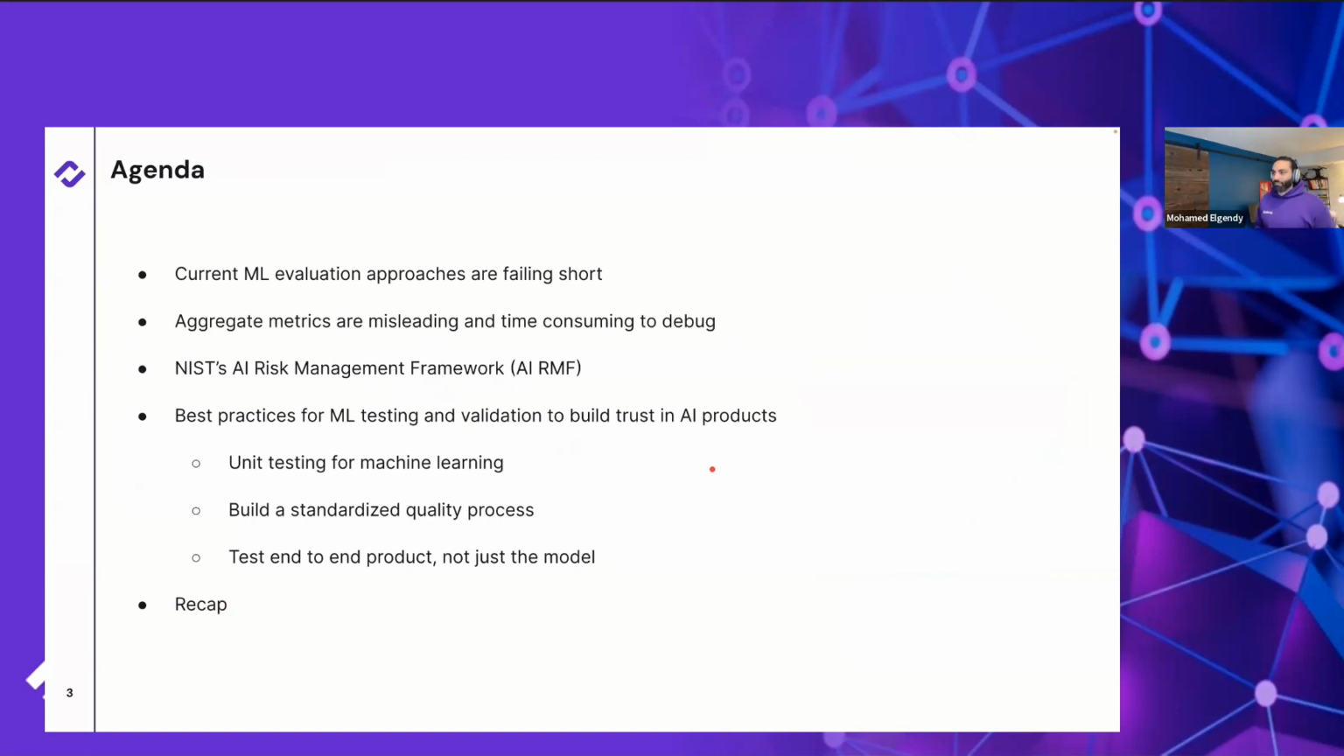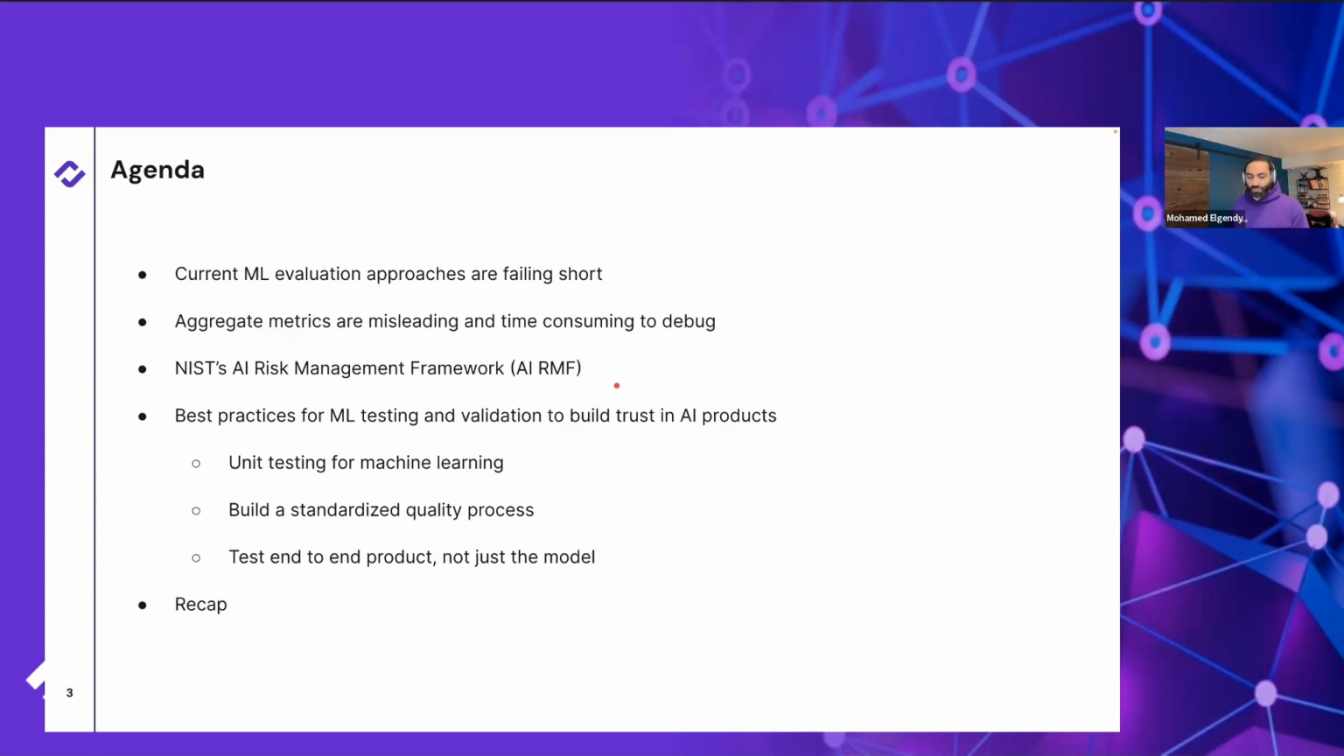We have an exciting agenda today. We'll first start with taking a look at the current ML evaluation approaches that we're using and implementing in our model development process, and we'll see how it might be falling short in building trust in the products that we're building. We're going to dive deeper into these aggregate metrics that we're using and how we see them as misleading and time-consuming to debug. We'll review the AI risk management framework that was published by NIST earlier this year.